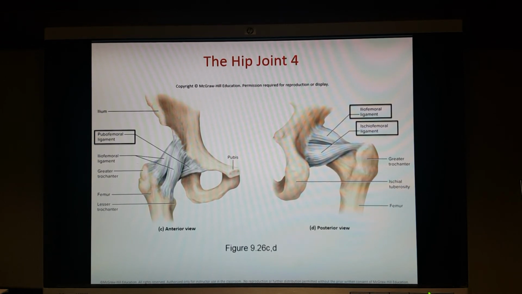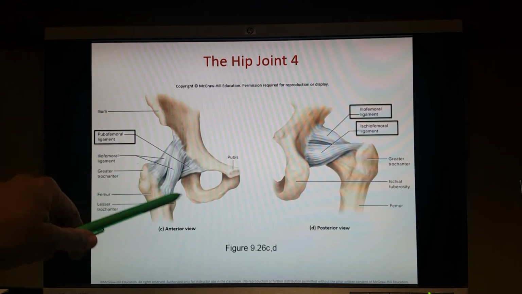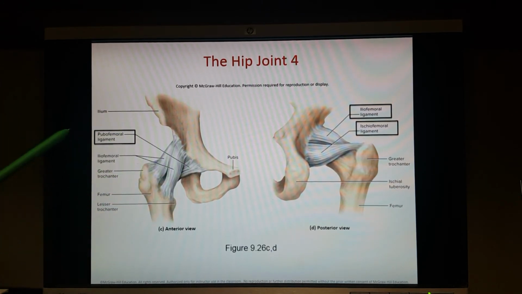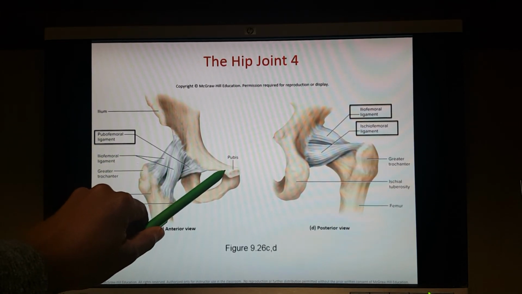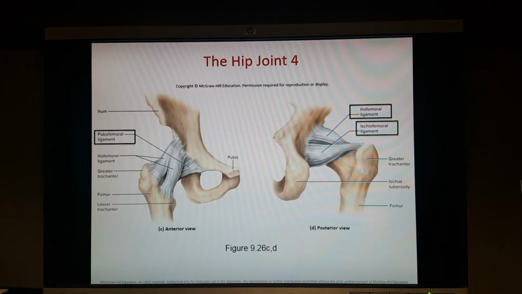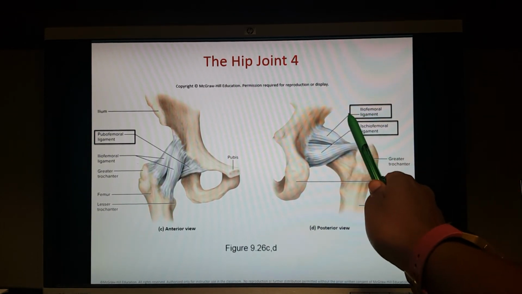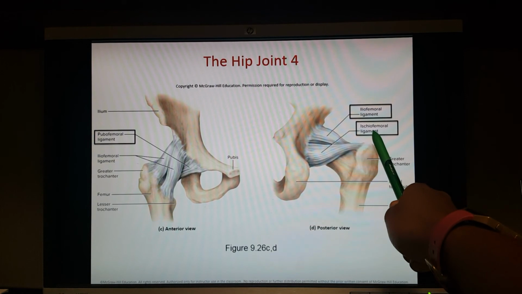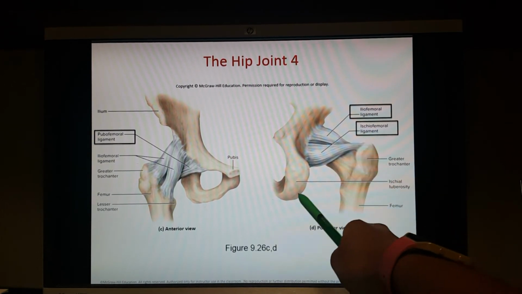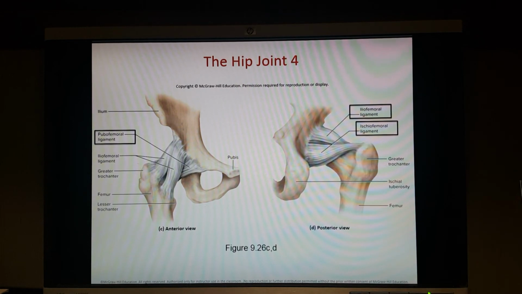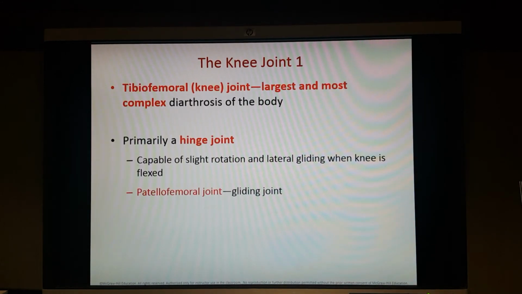So the three ligaments that are involved all bind to different portions of your os coxa. The first one, pubofemoral, between the femur and the pubis of your os coxa. Iliofemoral, between the femur and your ilium. And then the ischiofemoral, between the femur and your ischium of your os coxa. So each of those three portions helps to stabilize the hip joint.